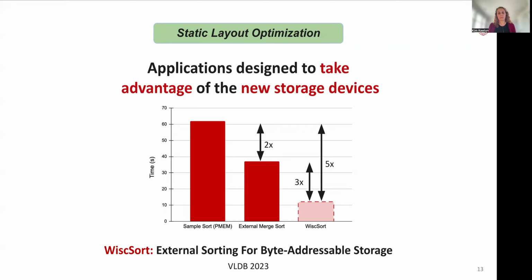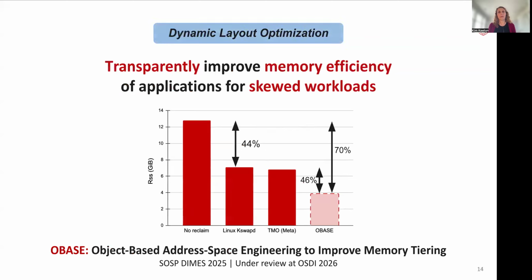But you'll not always know the semantic accesses beforehand. So for that case, we have the dynamic layout optimization, where we aim to transparently improve memory efficiency of applications for skewed workloads. In this graph, lower is better. You're seeing that our solution, OBASE, does 70% better, reclaiming 70% of memory from the actual application without any backend, without any tiering or swapping. But when there is state-of-the-art tiering or swapping happening, it does 50% better than that.